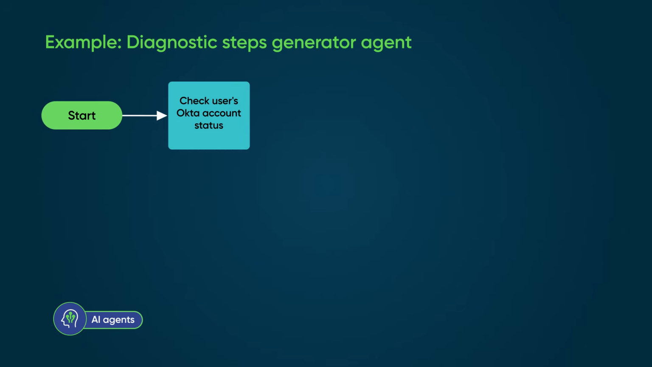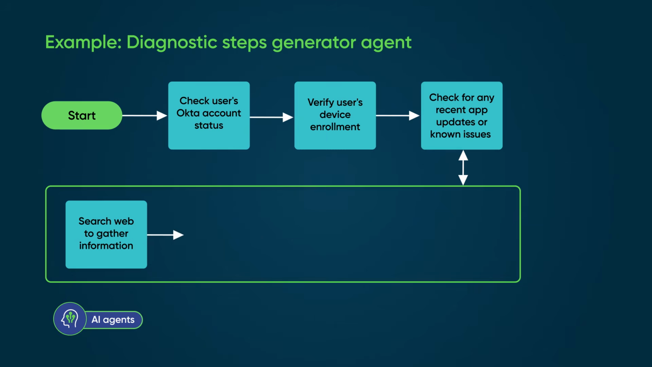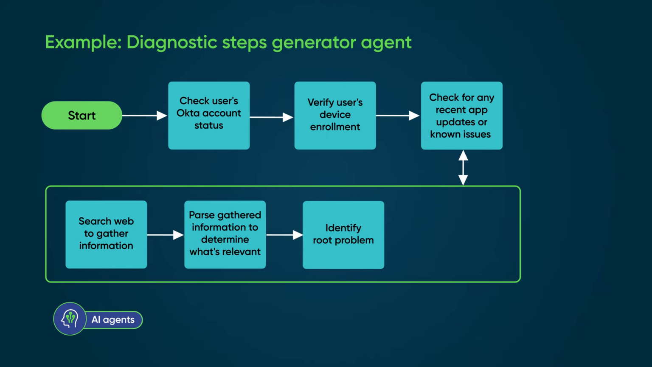First, it follows standard steps to check the user's account and device enrollment. Then, it autonomously searches the web to gather data, parses the gathered information to determine what's relevant, identifies the root problem, and generates actionable steps to solve it. In the next section, we'll see how it could work in an agentic workflow with a team of other AI agents.